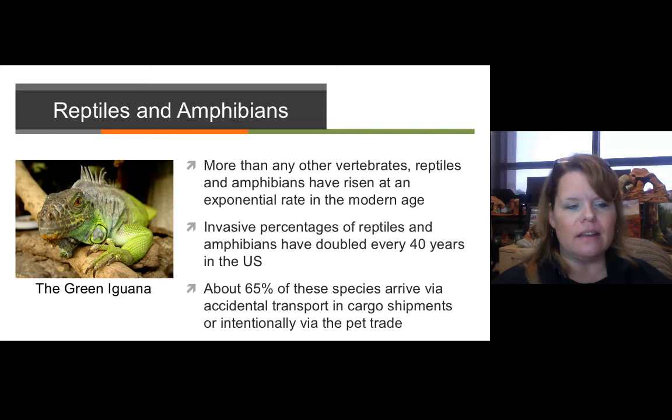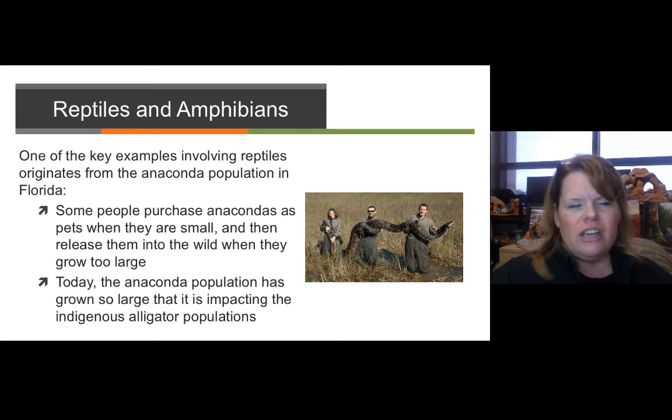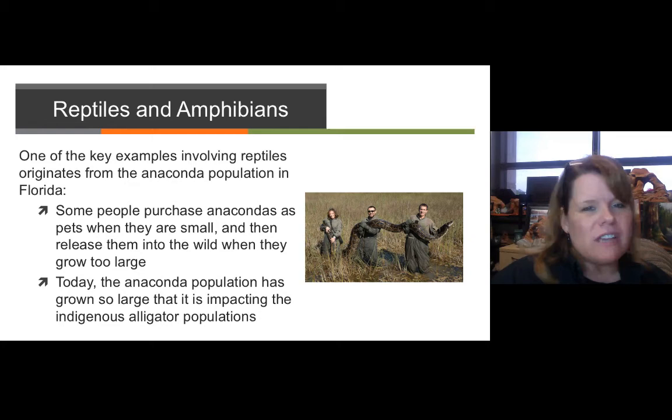When we think of a key example involving reptiles, let's think about the anaconda population in Florida. It's a real problem in the Everglades. Some people purchase anacondas as baby pets when they're small and then release them into the wild when they get too large. I mean, how would you like to be strangled in your sleep, right? So here are some biologists who found an anaconda in the Everglades, and take a look at the massive animal that is. Today, the anaconda population has grown so large that it's impacting indigenous alligator populations. In other words, the snakes are eating the alligators and eating its food resources, causing the alligators to starve.